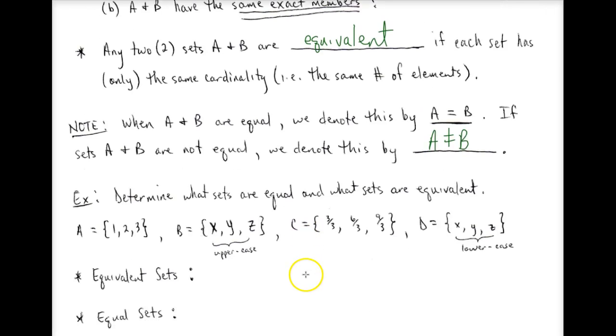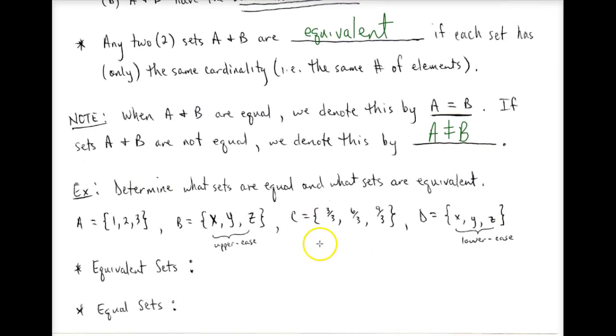All right, so for the next thing, we want to determine which sets out of the ones listed here are equivalent and which ones are equal. So we'll start with equal first. In order for sets to be equal, they have to have the same number of elements, and each element in one set has to be in the other. And if you see here, A and C fit that profile.